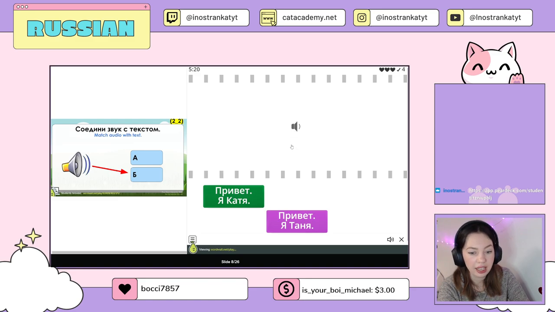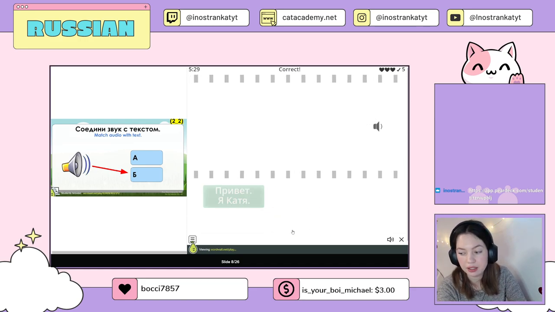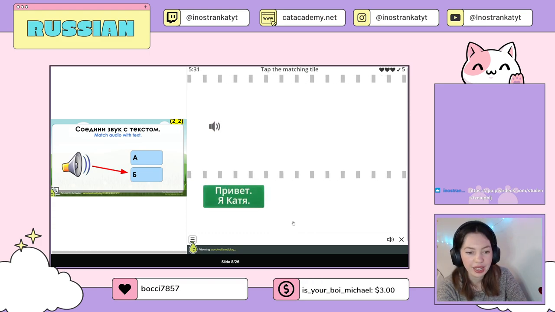Т, Таня, and here. Pretty much the same. I mean, the first sound, t, t, t. So obvious, pink or purple. And we have the last one.